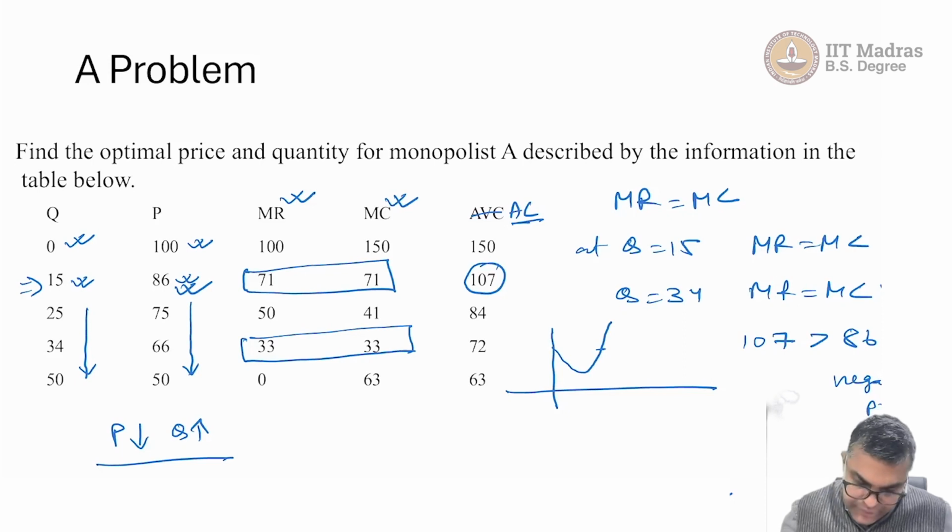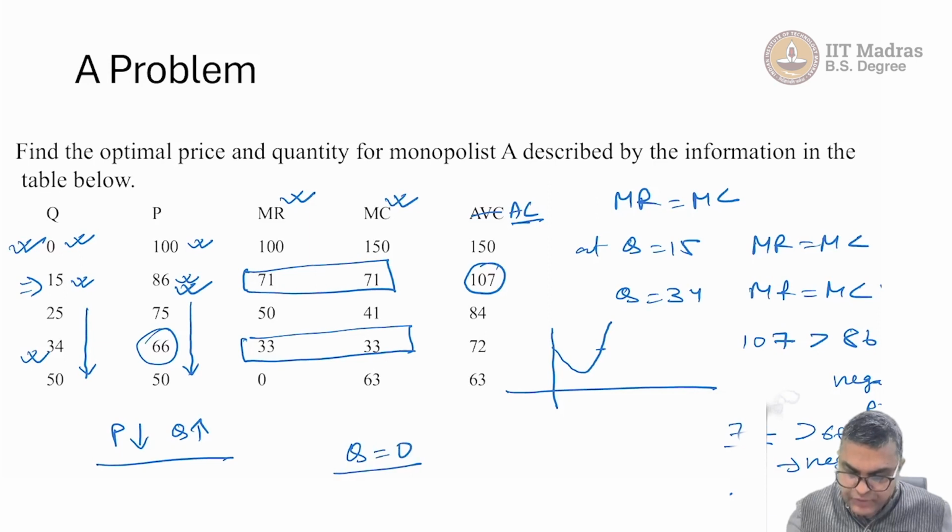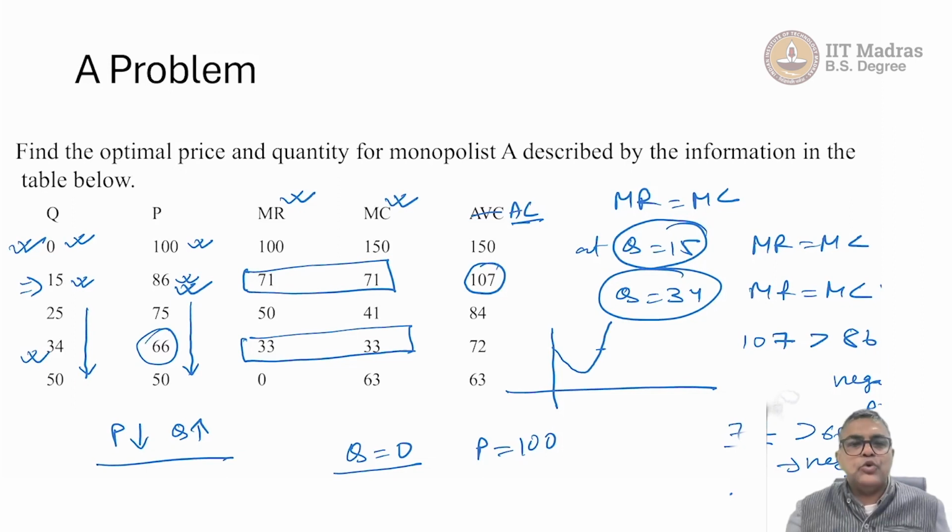If you go for Q equal to 34, again average cost is 72, which is greater than price 66, again you will have negative profit. And therefore you should not produce anything, you should go to Q equal to 0. Of course there P can be 100 or any number. When nothing is being produced, it doesn't matter how much is the P, and the monopolist should operate at Q equal to 0 rather than Q equal to 15 or Q equal to 34.